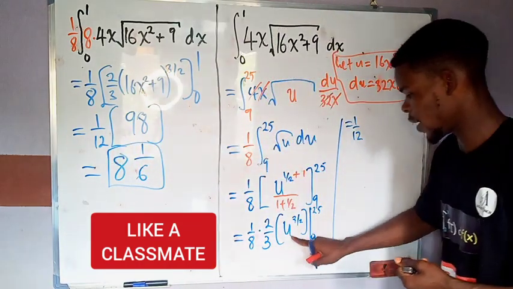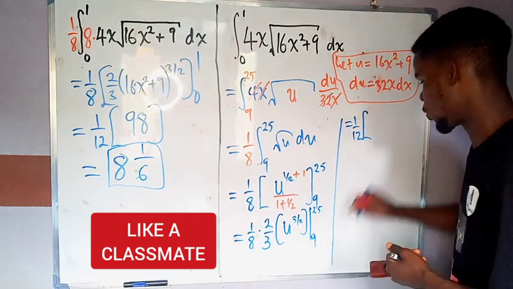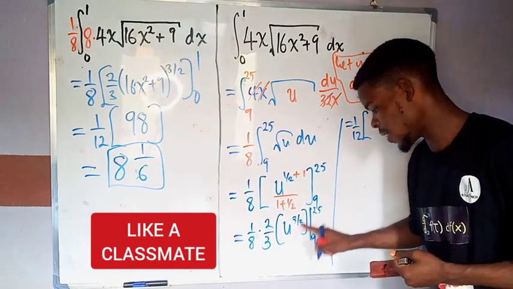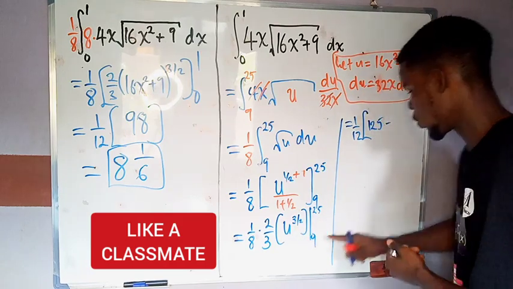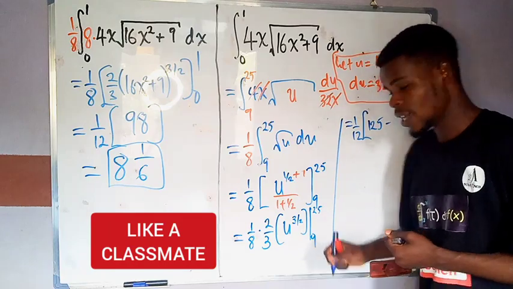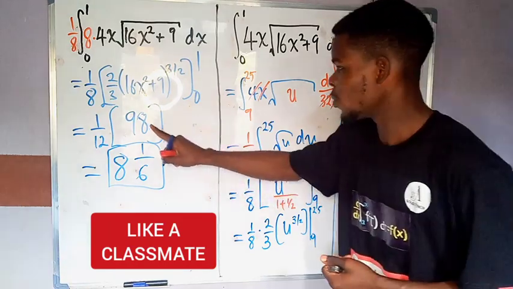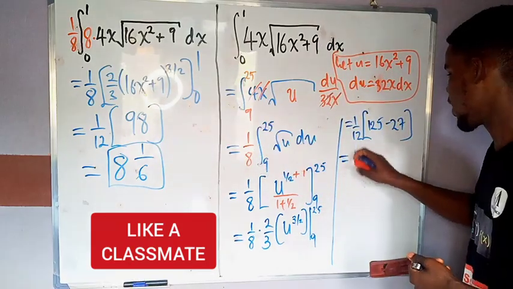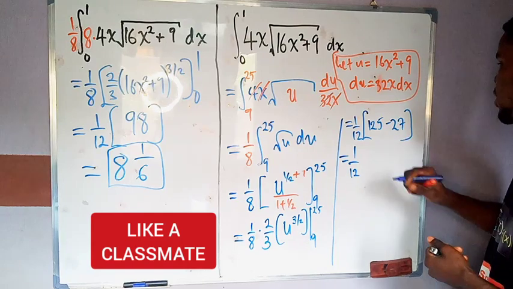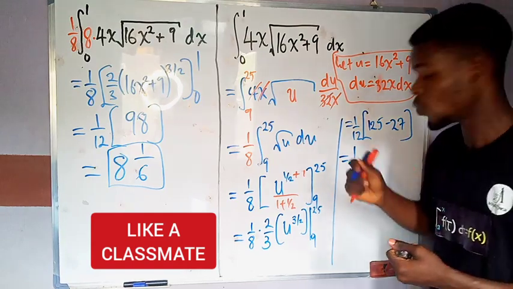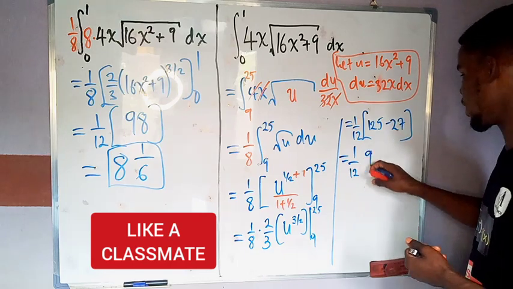Now let's substitute 25. 25 raised to the power 3 halves. That will be 125, because the square root of 25 is 5, and then you raise it to the power 3. You're going to have 125, and then you subtract. You substitute 9, the square root of 9 is 3, and then raised to the power 3 is going to be 27, which is exactly what you have here. 125 minus 27 will be 98.